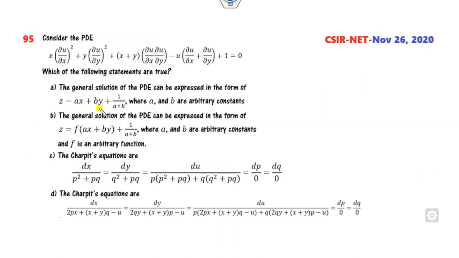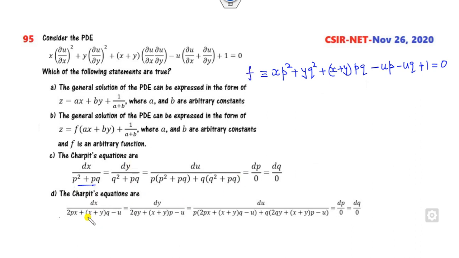Now again, these are the Charpit equations. I can first write here: x p² + y q² + x + y (pq) − u p − u q + 1 = 0. This is my f. Now look at that.